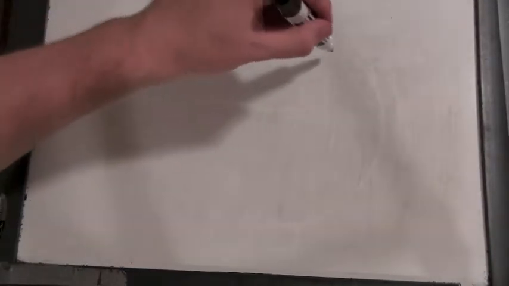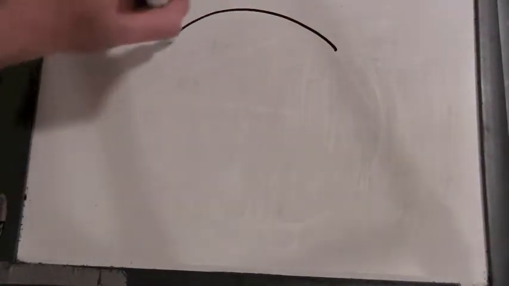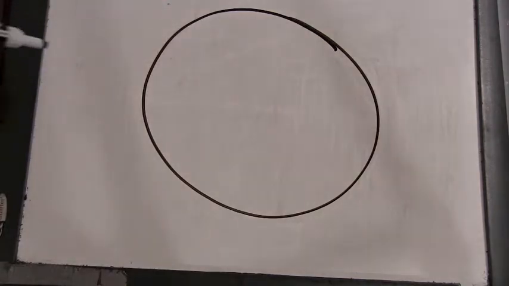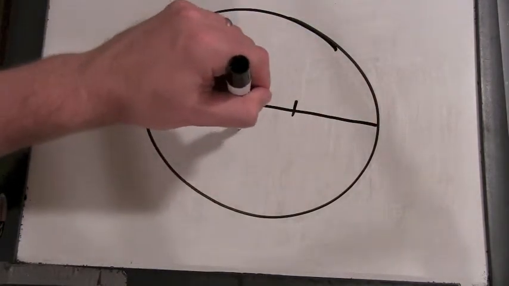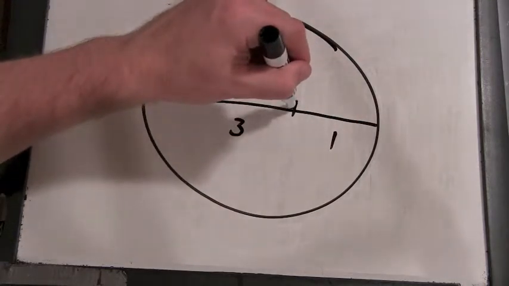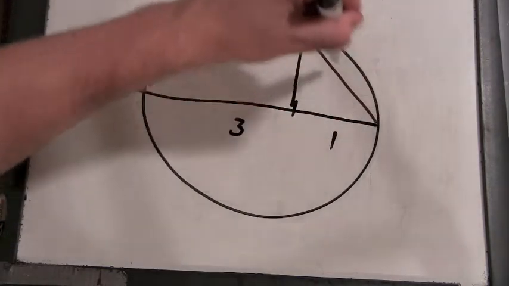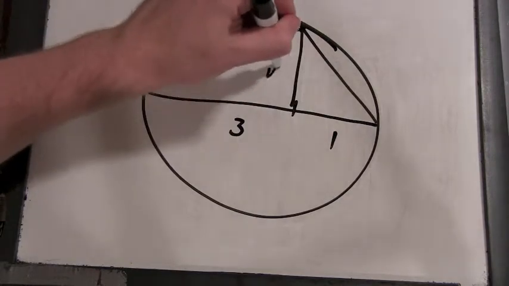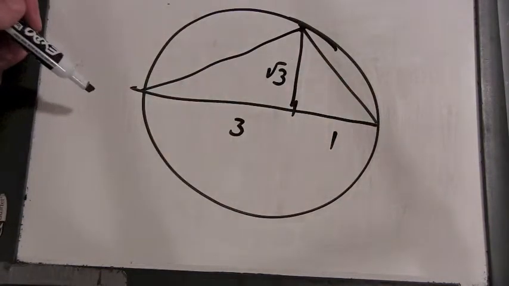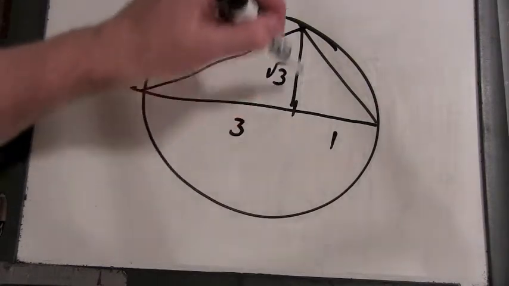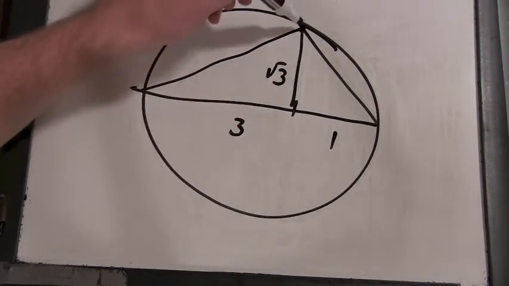Okay, so for the last part, what I want to do is what we just talked about, but in general. Let's do the example of 3 and 1 again. 3 and 1, and I get the square root of 3. So I have a diameter of a circle, which is 4. The height is the square root of 3.